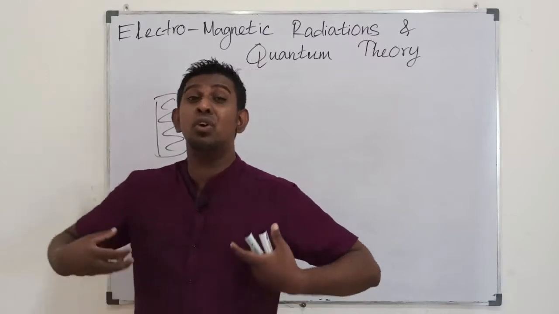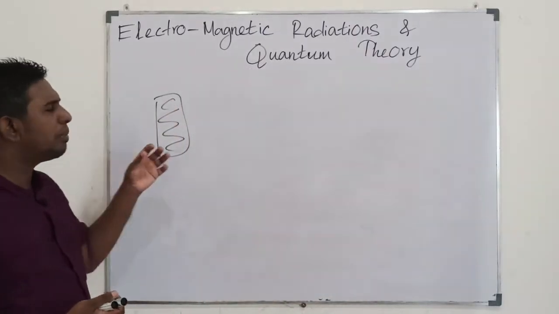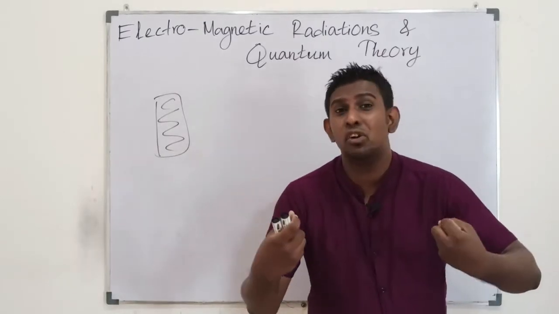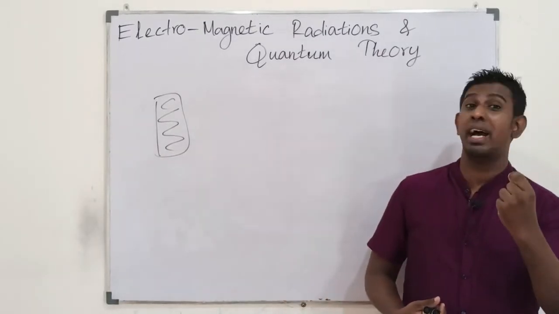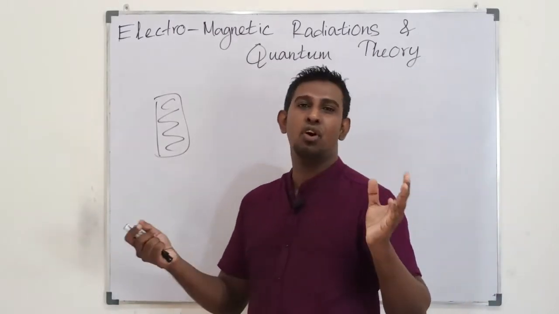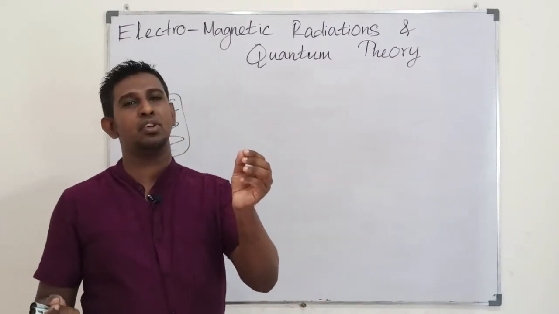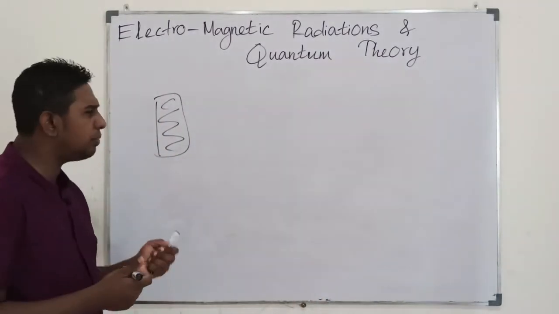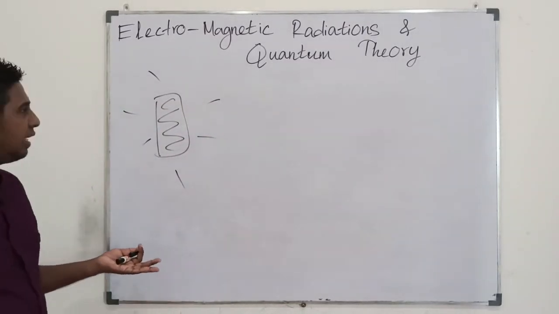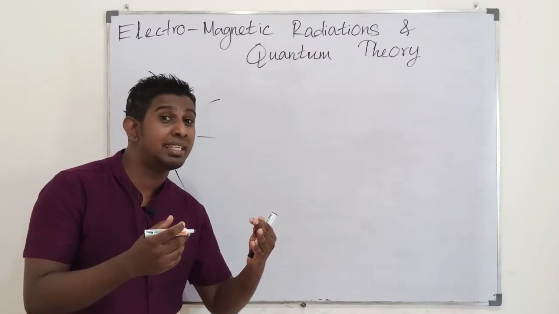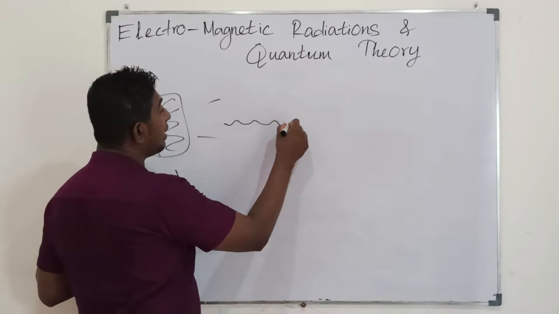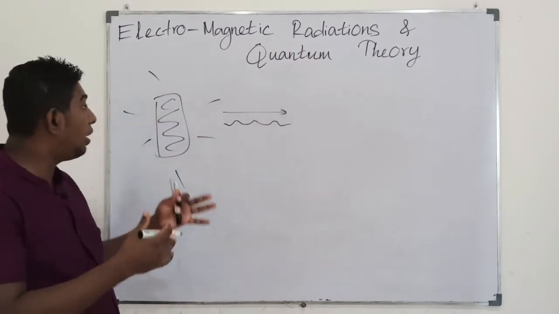Students, when hot bodies emit electromagnetic radiation, or when cold gases absorb electromagnetic radiation, it happens via small portions, quantas of energy, energy packets. Let's assume that this is a hot body. It's emitting electromagnetic radiation. Let's say it's a hot filament. It's emitting light, electromagnetic radiation, all around actually.